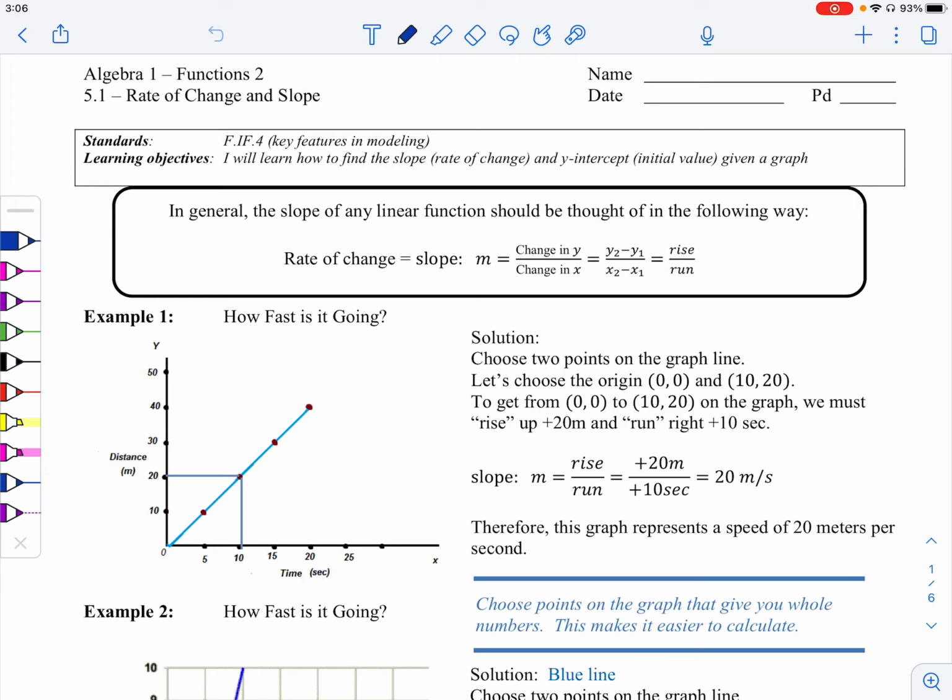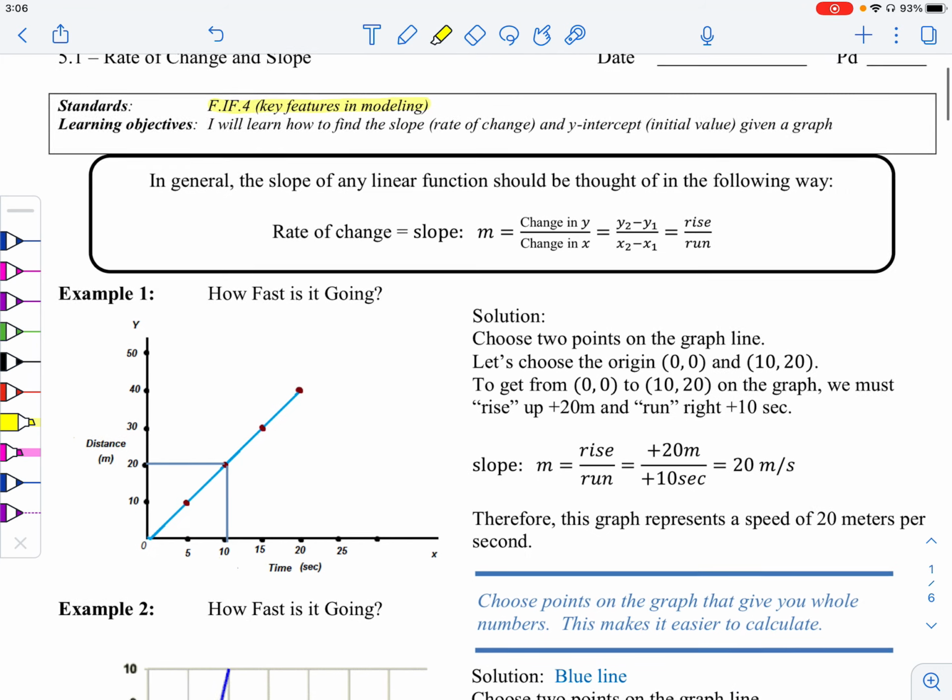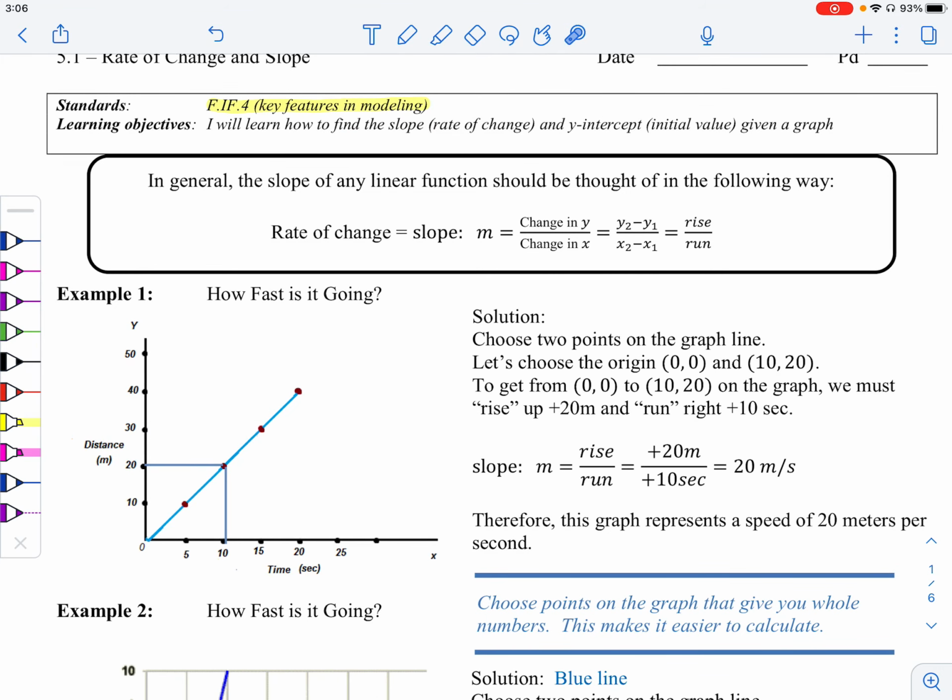This is standard F-IF.4. We're going to look at key features in modeling. So we look at our rate of change given a graph. So let's look at our rate of change and slope and how it's given.